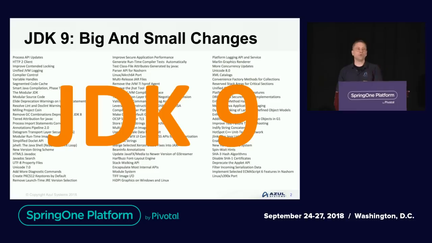A lot of them were very small, and a lot of them were quite low level in terms of the JVM and so on. But there were some which were more significant, things that you could use to help you develop code. But of course, the big one for JDK 9 was the introduction of modularity.